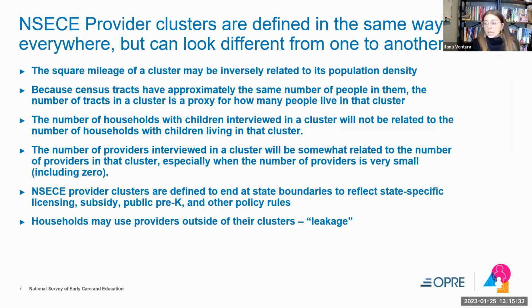Importantly, the NSECE provider clusters are defined in the same way everywhere, but they can look different from one another. So what does that mean? Clusters can vary widely in size because of population density. The number of census tracts in a cluster is a rough proxy for how many people live in that cluster. And the number of providers interviewed will be somewhat related to the number of providers in that cluster. But the same thing cannot be said about households in the cluster.